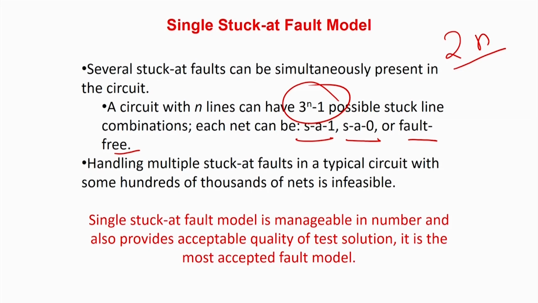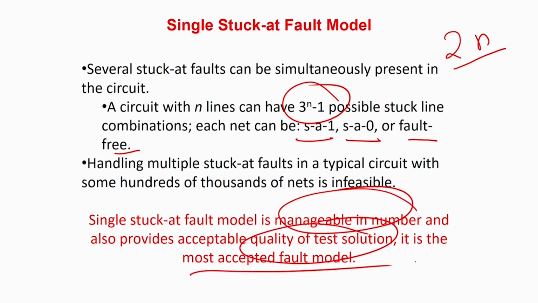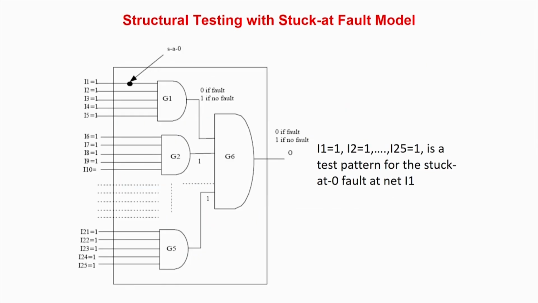So statistically, people have found out that a single stuck-at fault is manageable in number and provides acceptable quality of solution, and that is why it is the most acceptable fault model. People have found that out by real experimentation. So that is basically the de facto standard.